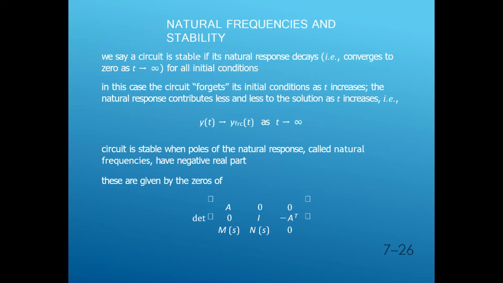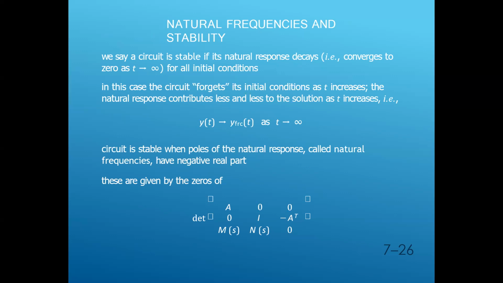Natural frequency and stability. We say a circuit is stable if its natural response converges to 0 as t goes to infinity for all initial conditions. In this case, the circuit forgets its initial condition as t increases; the natural response contributes less and less to the solution as t increases. That is, y(t) approaches y_FR(t) as t goes to infinity.